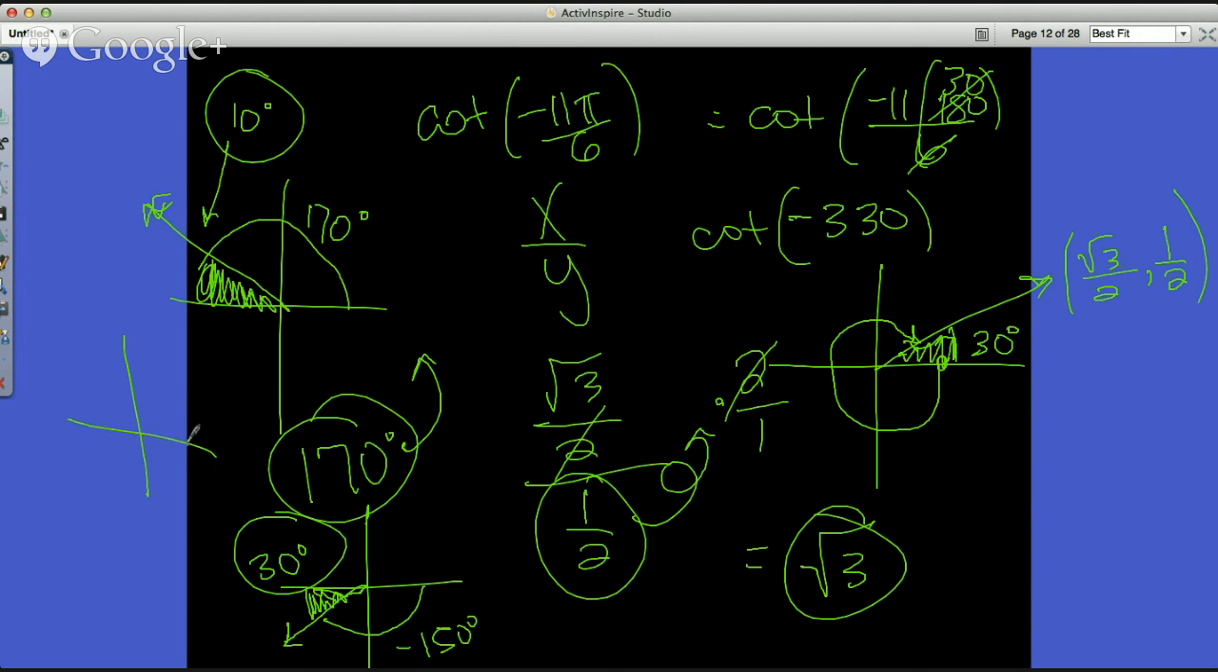So let me give you one. What about 330? At 330 degrees, what would be the reference angle? 30. Nice. At 270, what would be the reference angle?